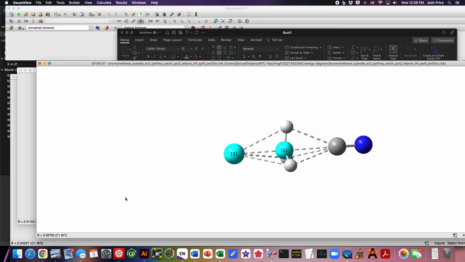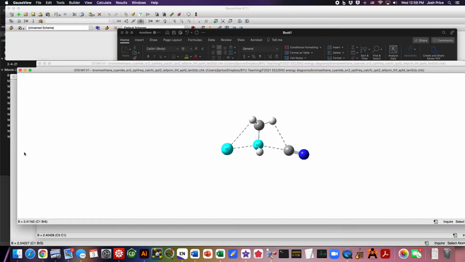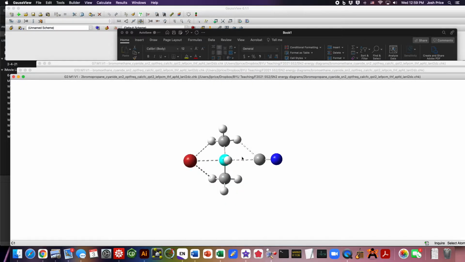We can do the same with nucleophile-carbon distances. In the bromomethane transition state, the distance between the carbon where the leaving group was and the nucleophile is 2.4 angstroms. For bromoethane, it's 2.4 angstroms, and for bromopropane reacting with cyanide, it's about 2.4 angstroms. So for this particular example, the carbon-nucleophile distance doesn't change very much as a function of alkyl halide substitution.